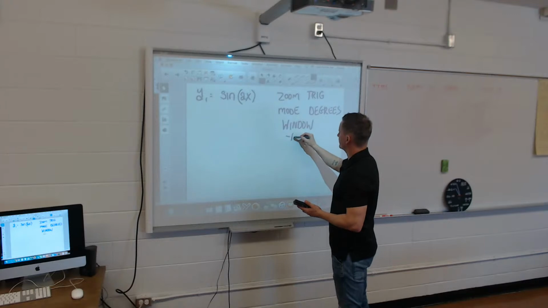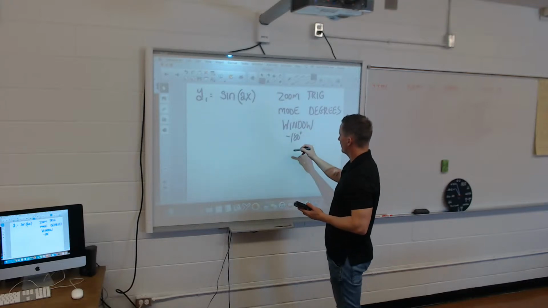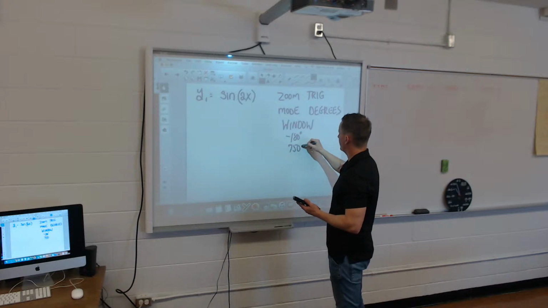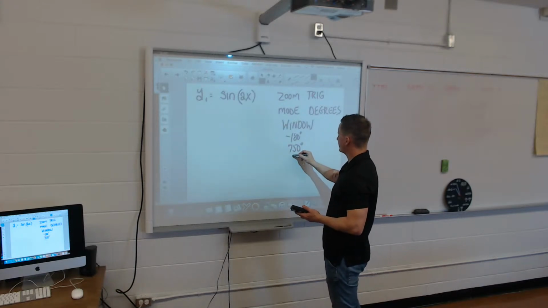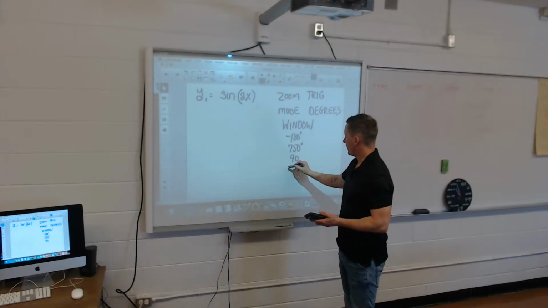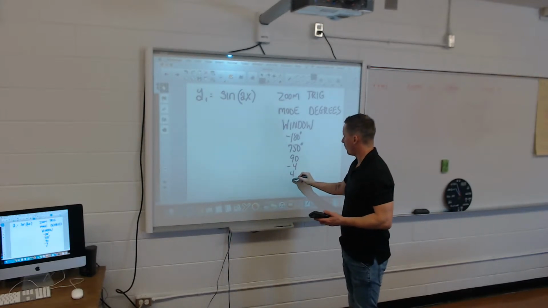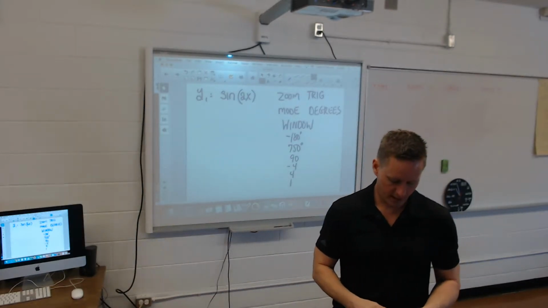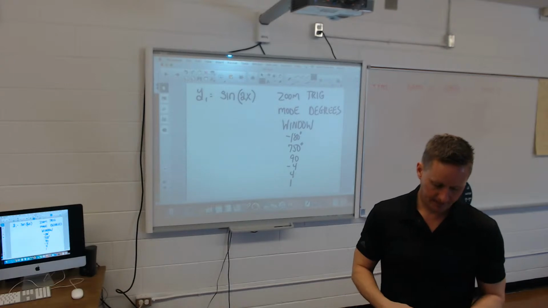My X minimum is going to be 180 degrees, my X maximum is going to be 750 degrees, and my X scale can still be 90. My Y min is still 4, 4, and 1. That's okay. So let's change our window to minus 180 to 360. Okay, and then I graph it.